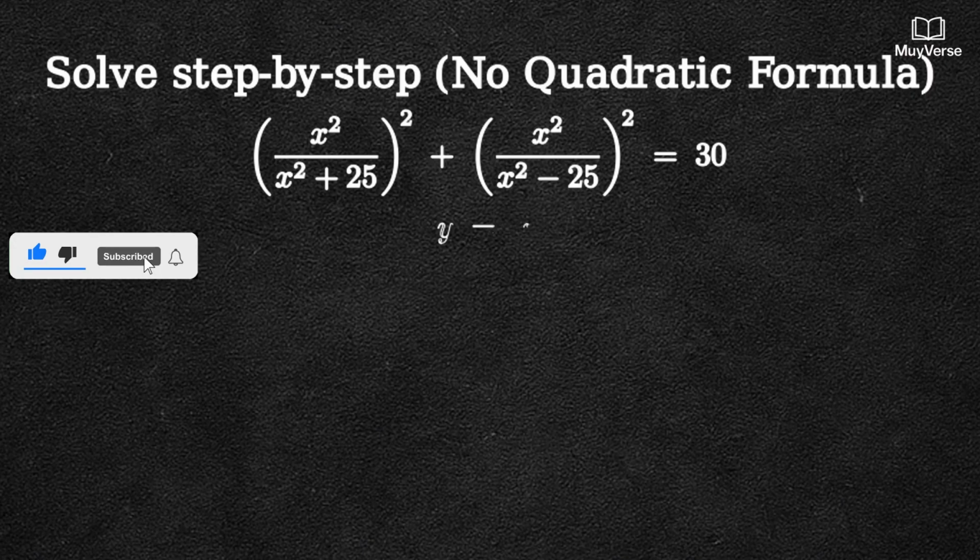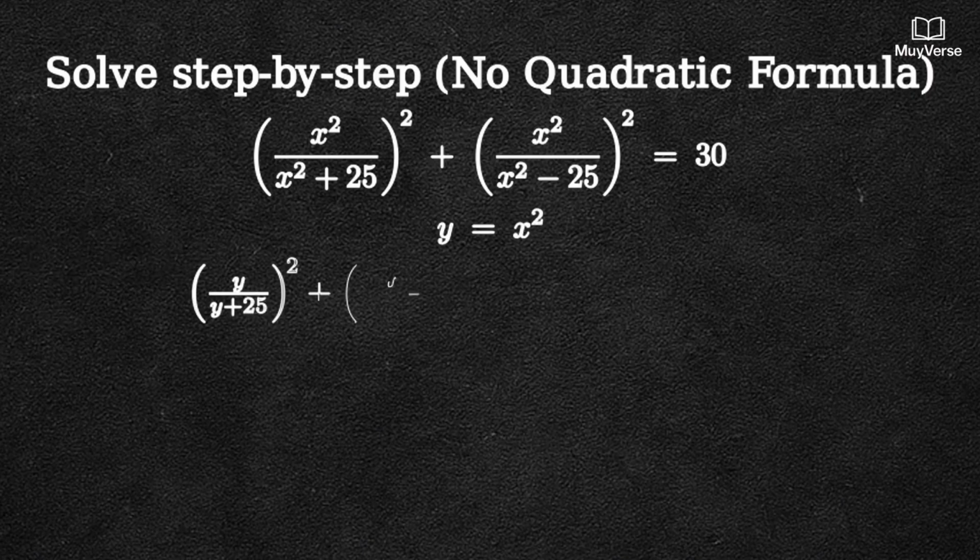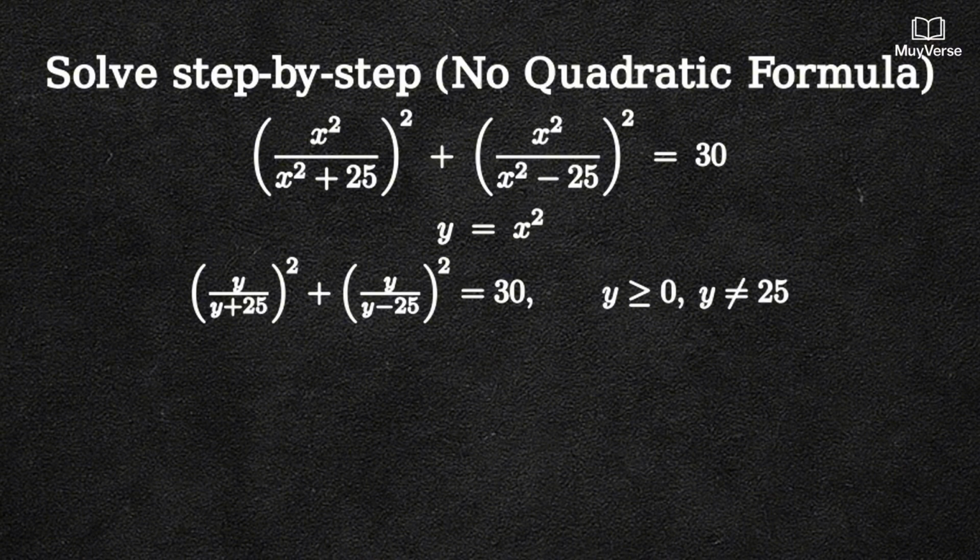Step 1. Let y equal x squared. This reduces the double square. Then the equation becomes (y/(y+25))² + (y/(y−25))² = 30. Also note the domain restriction: x squared is not equal to 25, so denominators are non-zero.